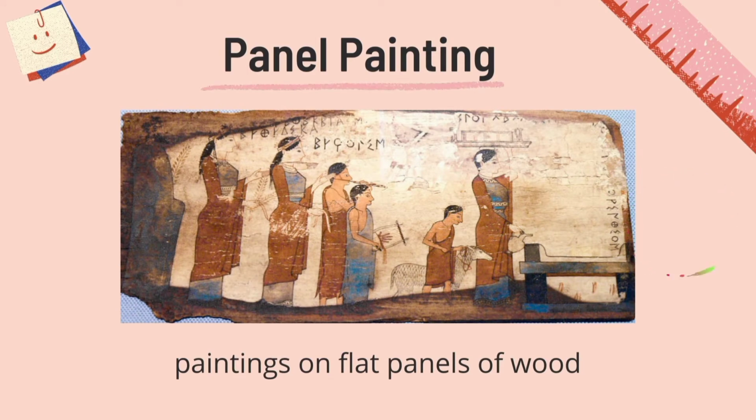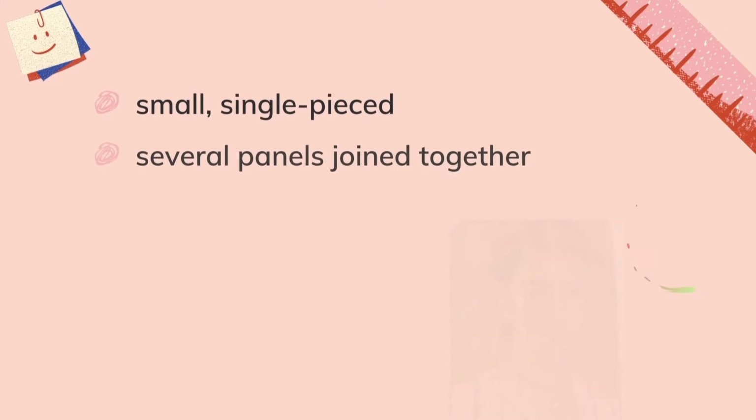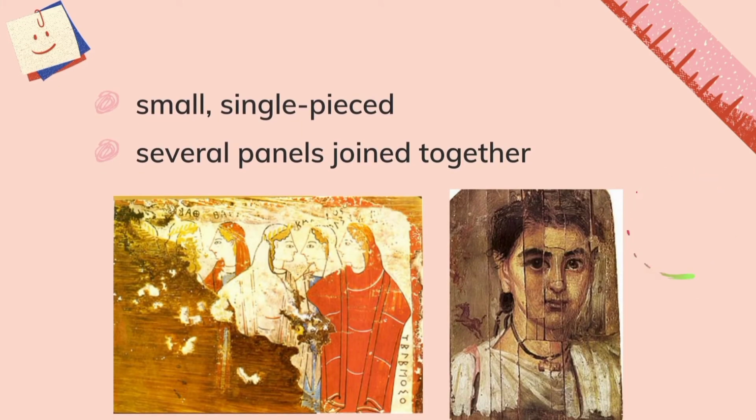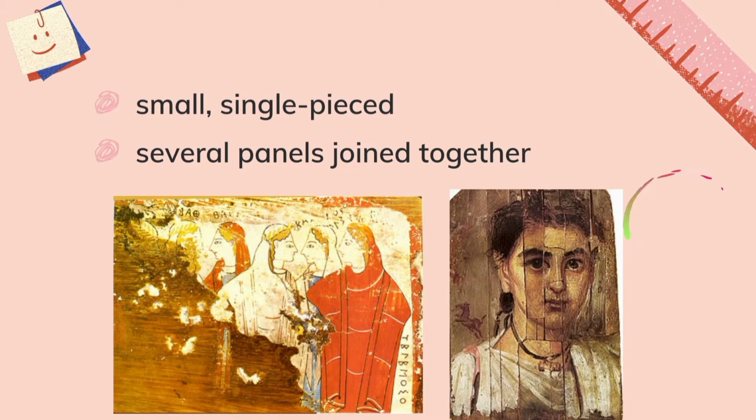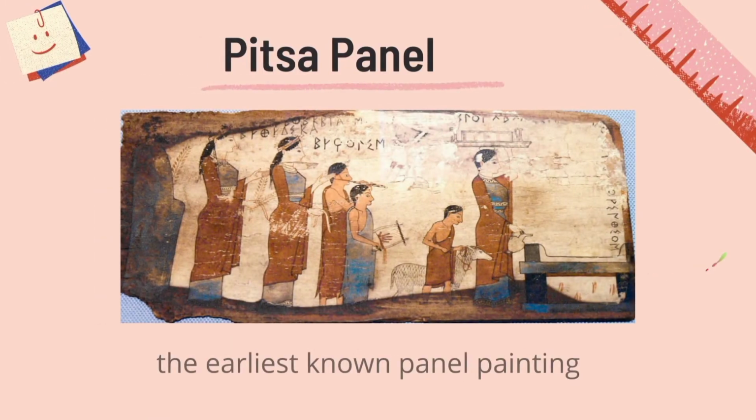Panel paintings. Panel paintings are paintings on flat panels of wood. It can be either a small, single piece or several panels joined together. Most of the panel paintings no longer exist because of their organic composition.